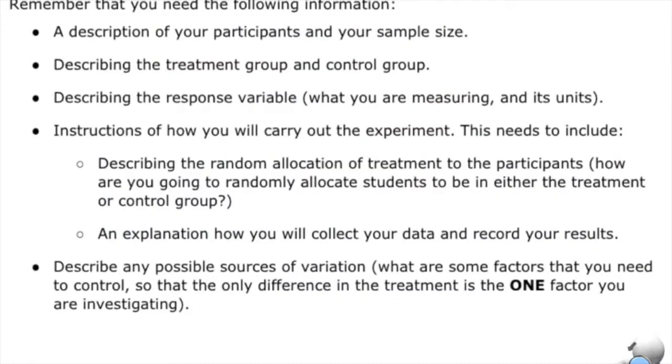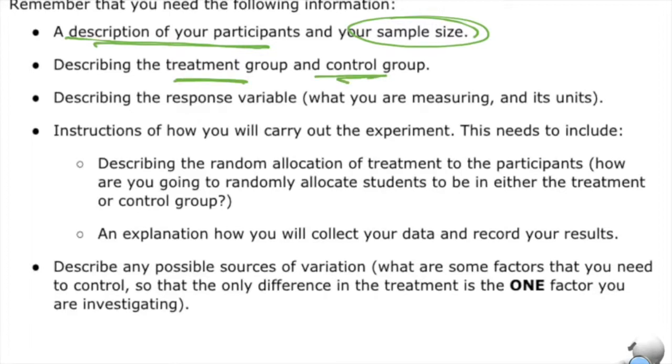Let's look at writing a plan for our two independent groups experiment. So these are the things that I need to include in my plan. I need a description of who my participants are, and I need to know how many I'm intending to sample. And remember, that's your intent. It doesn't have to be the exact number you actually get, but it's what you would want to do in your plan. I need to describe my treatment group and my control group.